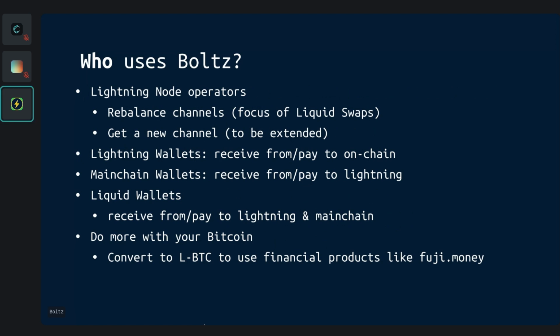And as of very recently, also Liquid wallets that allow the same thing, basically, to not only have Liquid functionality, but also to pay to Lightning invoices and also pay to the main chain. And the very last use case that I thought about was users that simply want to do more with their Bitcoin, that have the need to convert their Bitcoin into Liquid Bitcoin to use advanced financial products, like, for example, the recently launched Fuji Money.